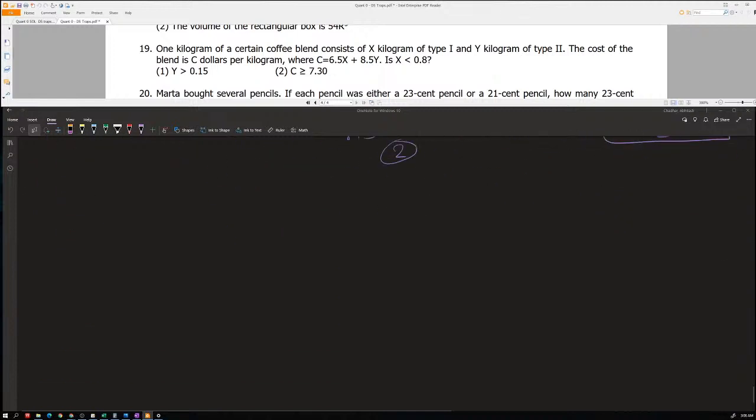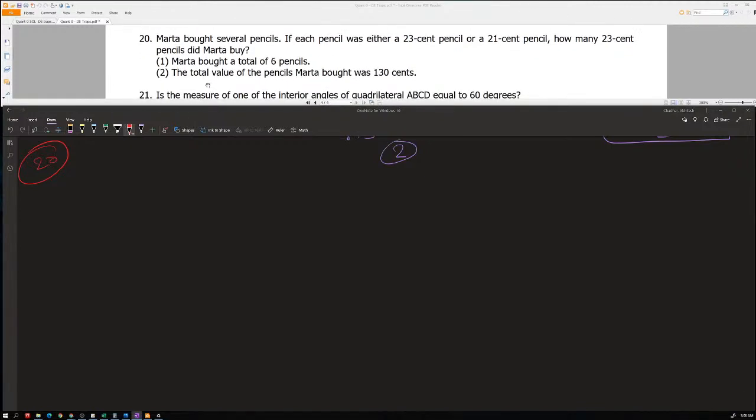Okay, let's take question number 20 here. Too much negligence. Marta bought several pencils. If each pencil was 23 cents or 21 cents, how many 23 cent pencils did Marta buy? Okay, so there are two types of pencils, 23 or 21. The first statement says Marta bought a total of 6 pencils.